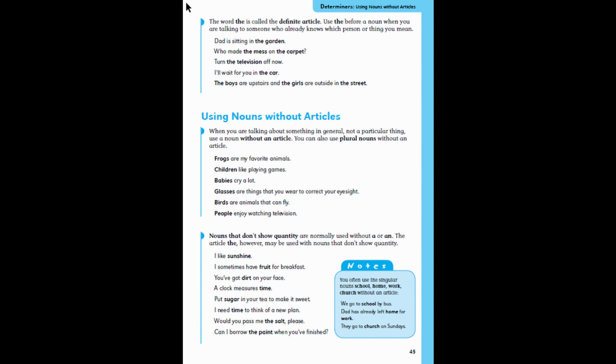So the note is, you often use the singular nouns school, home, work, church without an article. We go to school by bus. Dad has already left home for work. They go to church on Sundays, right? If that makes sense, let me know. If that doesn't make sense, also let me know. So this slide is done.